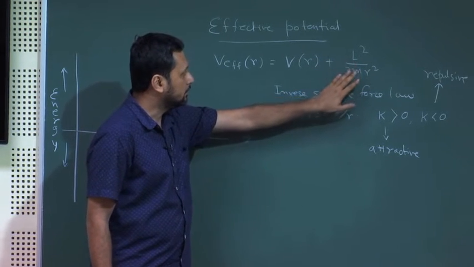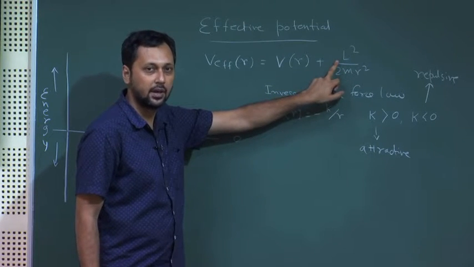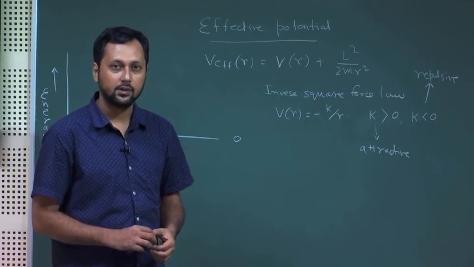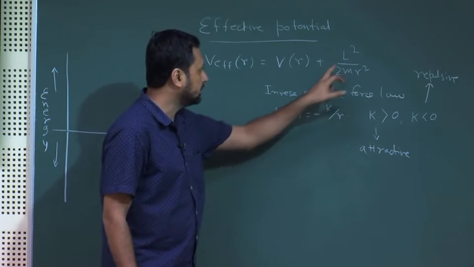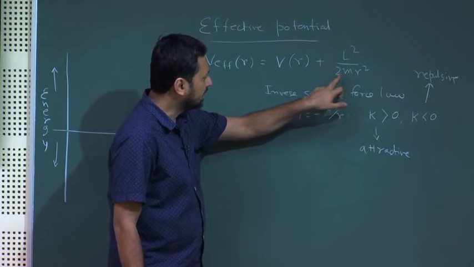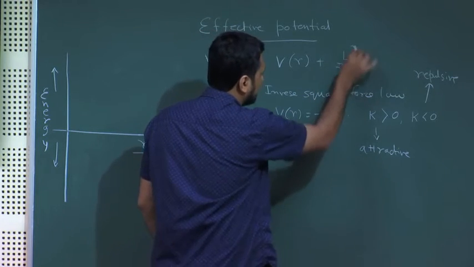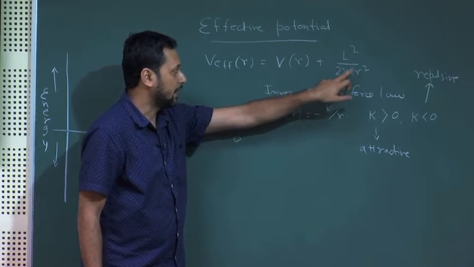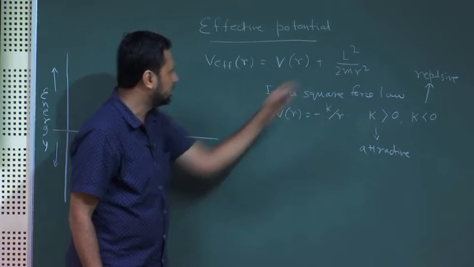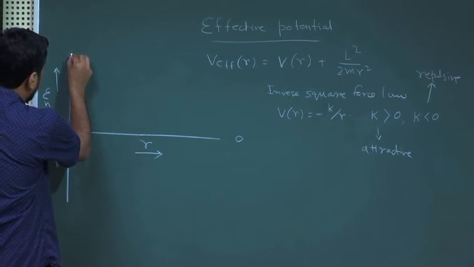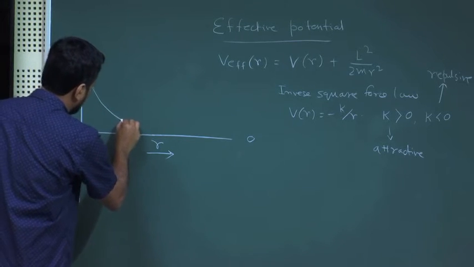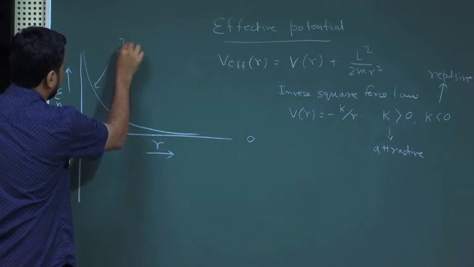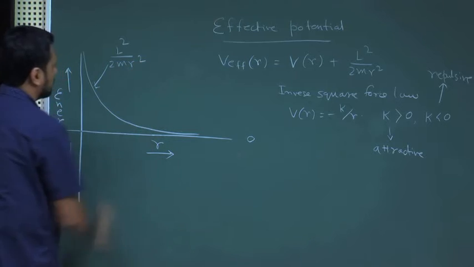Now, first examine this term. For any motion with a finite angular momentum, except, as we have already discussed, for simple harmonic oscillation, all the motions are with a finite angular momentum. So, for any motion with a finite angular momentum, L square is positive definite, same for 2m. So, the coefficient of this term is positive definite. The magnitude of L might differ, magnitude of m might differ, but quantitatively this term will always look like this. So, this is my L square by 2 m r square term.